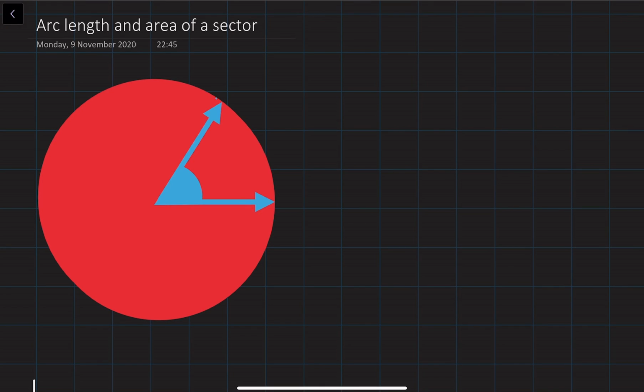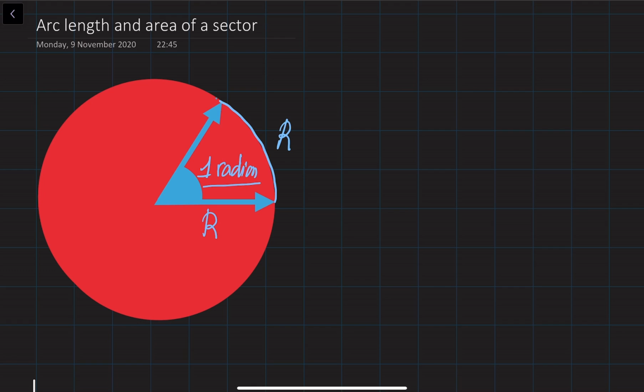In this video lecture, we are going to discuss arc lengths and the area of a sector. So let's say we're given a circle with a radius r. If you subtend an arc with a length exactly equal to the radius of the circle, then the central angle is measured as 1 radian. This is basically the definition of the radian.